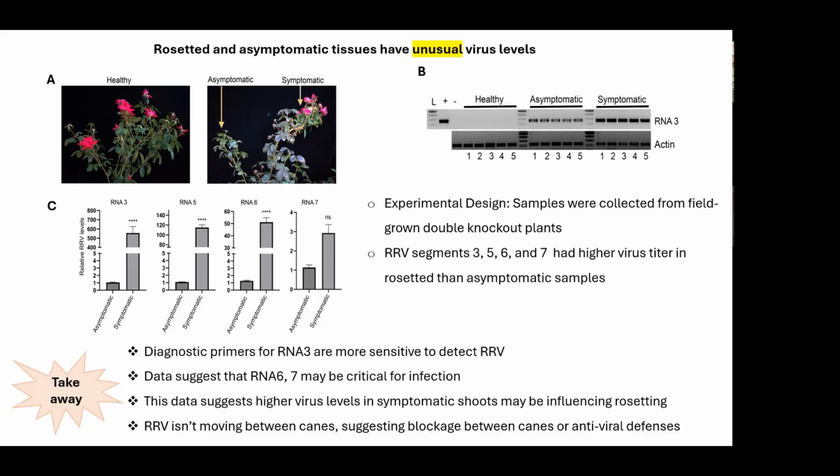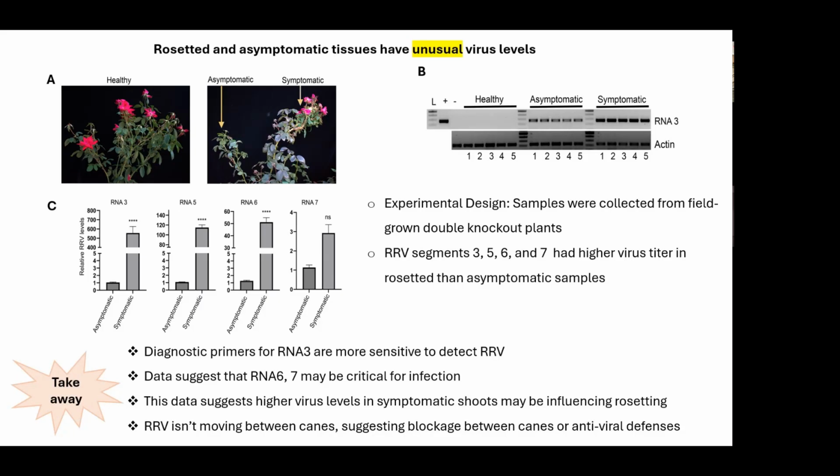If you look keenly, the virus difference between symptomatic and asymptomatic in RNA3 was more than 550-fold change. For RNA5, it was more than 115-fold change. For RNA6, at least 60-fold change, and for RNA7, about 2-fold change. The takeaway from this qPCR and real-time PCR is that the RNA3 primer is more sensitive for detecting RRV, as you can see from the larger fold change.